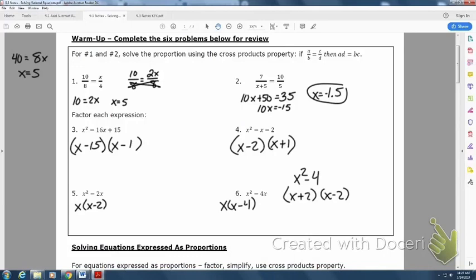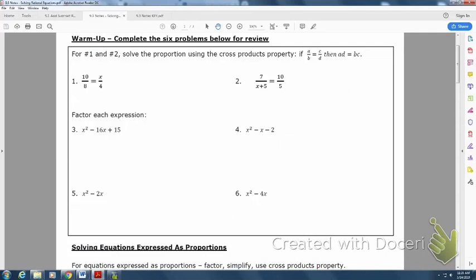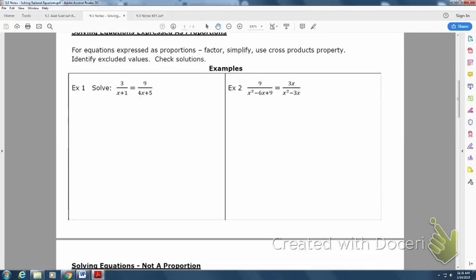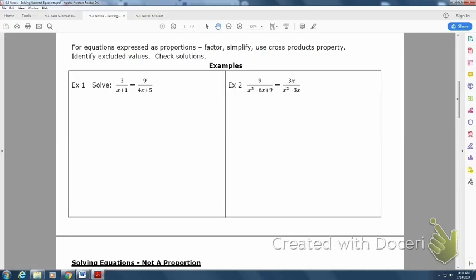Alright, so let's go down and look at the first few examples here. Alright, solving them as proportions. All that means is one fraction equal to another. Now, whenever I'm doing this, and again, you're going to have to look at this to determine, okay, is just doing cross multiplication easier, or do I want to find the common denominator so I can just deal with the numerators? You'll have to figure out which way you want to do it.